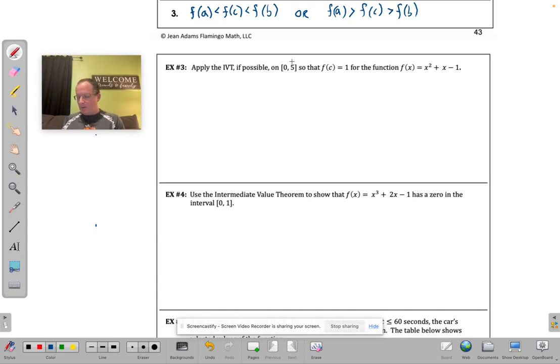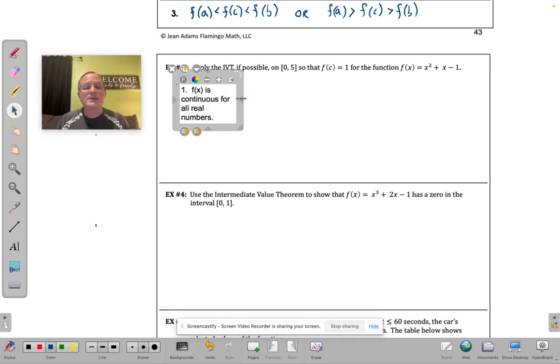Now, number 1, we've got a little checklist here. Number 1 is going to be: is the function continuous? Let's do that first. Number 1, f of x is continuous. It's x squared plus x minus 1. It's continuous everywhere. So f of x is continuous not only from 0 to 5, but everywhere, for all real numbers. So that'll be fine, and that's number 1.